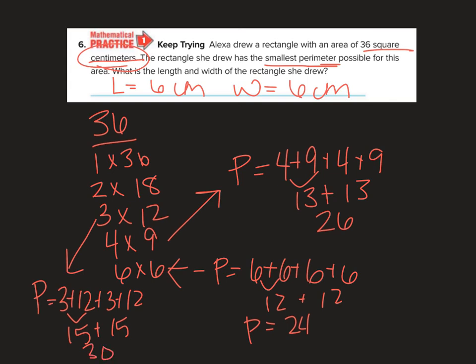Okay, as the numbers are getting farther apart from each other, the larger the perimeter is getting, right? And imagine this, for a perimeter of a 1 by 36, I have to add 36 plus 36 plus 1, right? That's going to make a huge perimeter. So anyways, we would want to do this one because that's going to make the smallest perimeter possible.